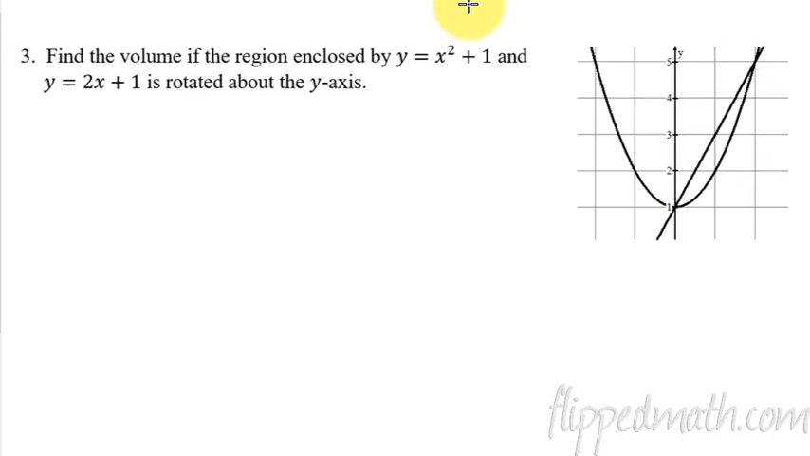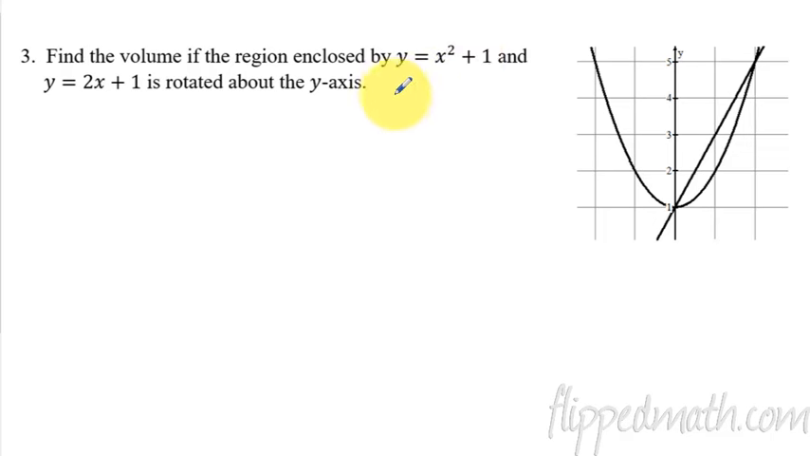Okay, now for some confusion. Let's do it with respect to y. We're going to revolve it around the y-axis. So this time around, we're talking about going this direction. We're going to revolve it that way. So in order to do that, we first have to have things in terms of y. So we need to solve for x.